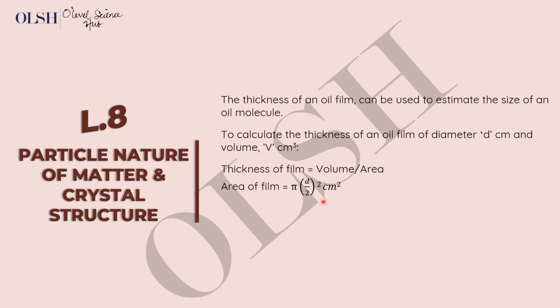If we put this area in the first equation, we have the thickness of the film as V over pi D over 2 all squared. If we simplify this, we have 4V all over pi D squared. I'm sure we know where this 4 comes from. The 2 is squared, and if you move it upwards, you have 4V all over pi D squared.